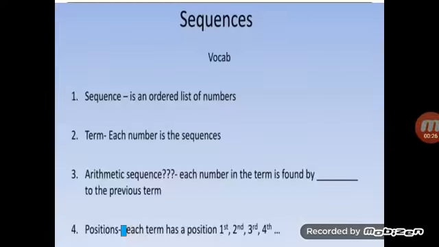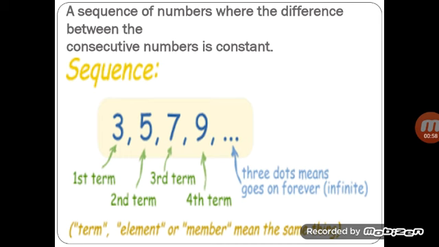Okay, let's start with some terminologies that we will use in the lesson. A sequence is an ordered list of numbers, and when we talk about the numbers in the sequence, we will call them terms. Each term is found by applying an arithmetic operation, either plus, minus, division or multiplication, to the previous term. The position of each term in the sequence is denoted as first, second, third and fourth. We will use ordinal numbers to show the position in the sequence.